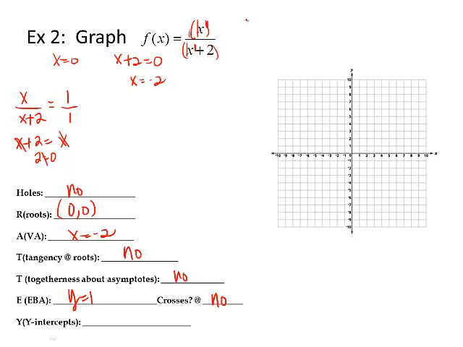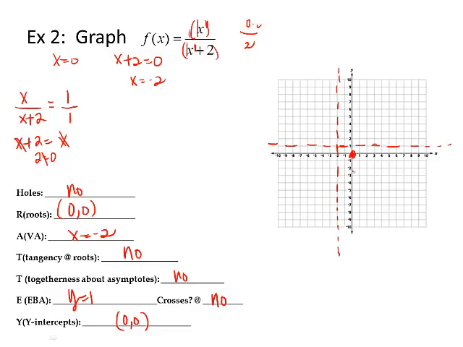Y-intercept, put in 0. So I have 0 over 0 plus 2. Well, anytime 0 is on the top, that is just 0. Alrighty, so my root and my y-intercept are the same. Alright, vertical asymptote at negative 2. Okay, and end behavior is that y is 1.